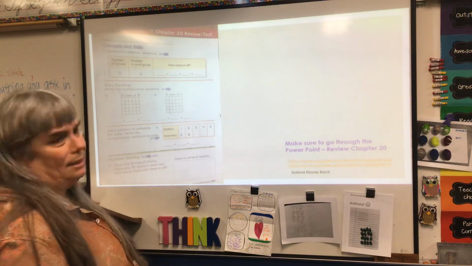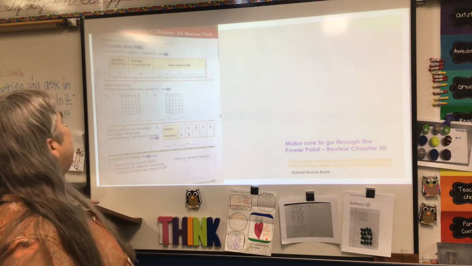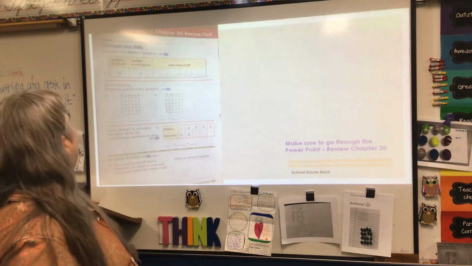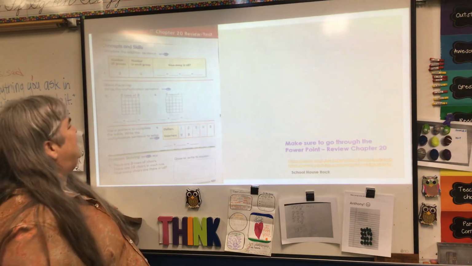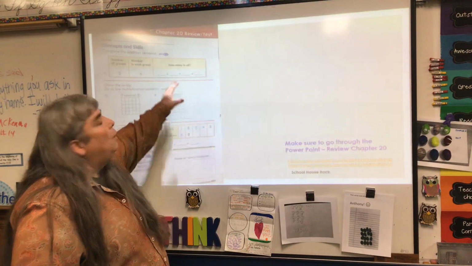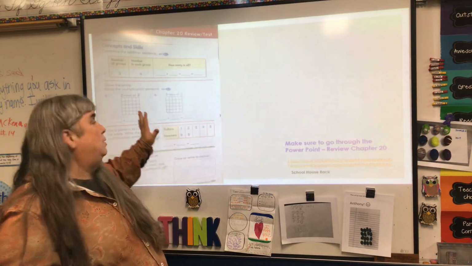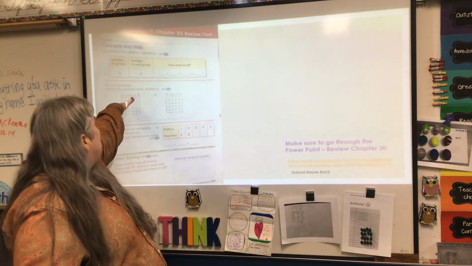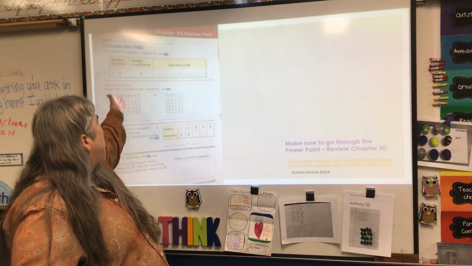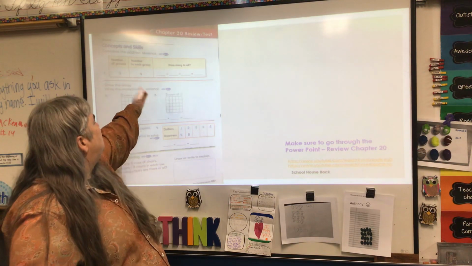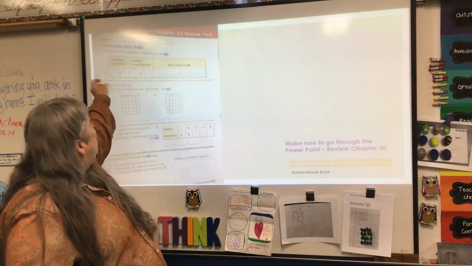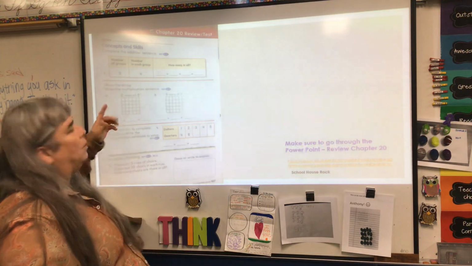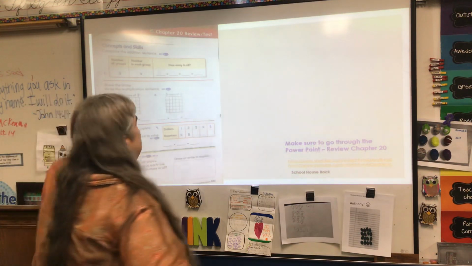It says Concepts and Skills. Complete the addition sentence. So they're calling it an addition sentence right here. We know we're talking about multiplication though. So the number of groups is 3. The number in each group is 4. So we should have had the word equal there because I like that. Number of equal groups, 3.